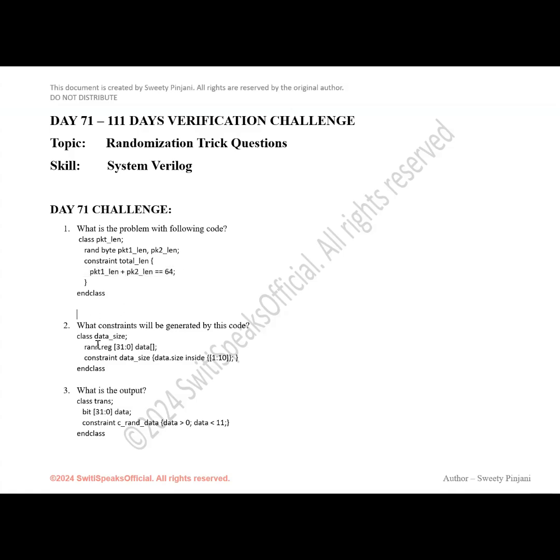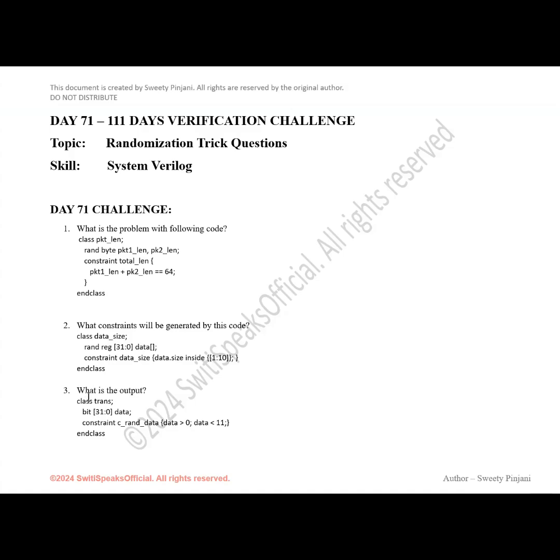The second question is, I have a code. You need to tell me what constraints this code will generate. There is a class data size. I have a random reg variable, which, if you can see, has size 32, and it contains data. The constraint says that the data size should be within 1 to 10. You need to tell what constraints will be generated.